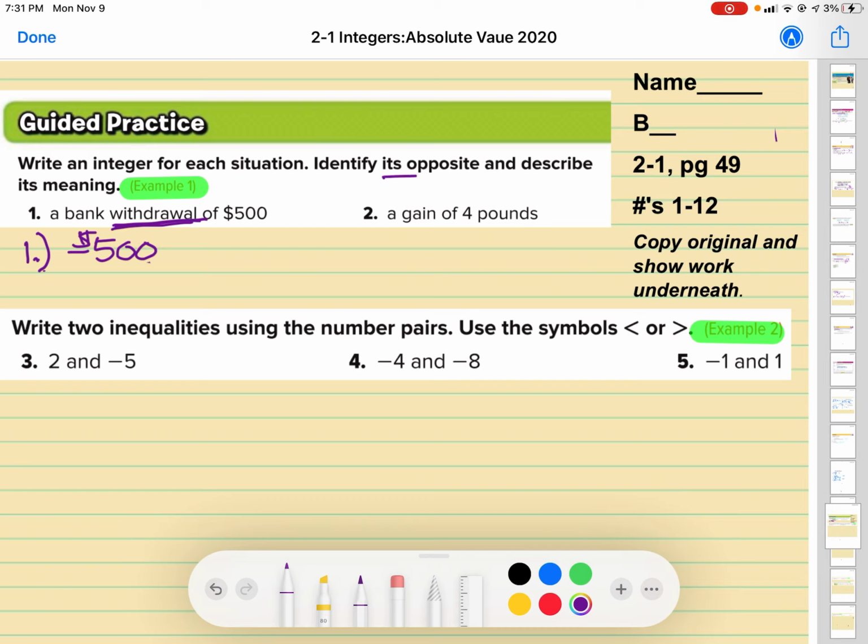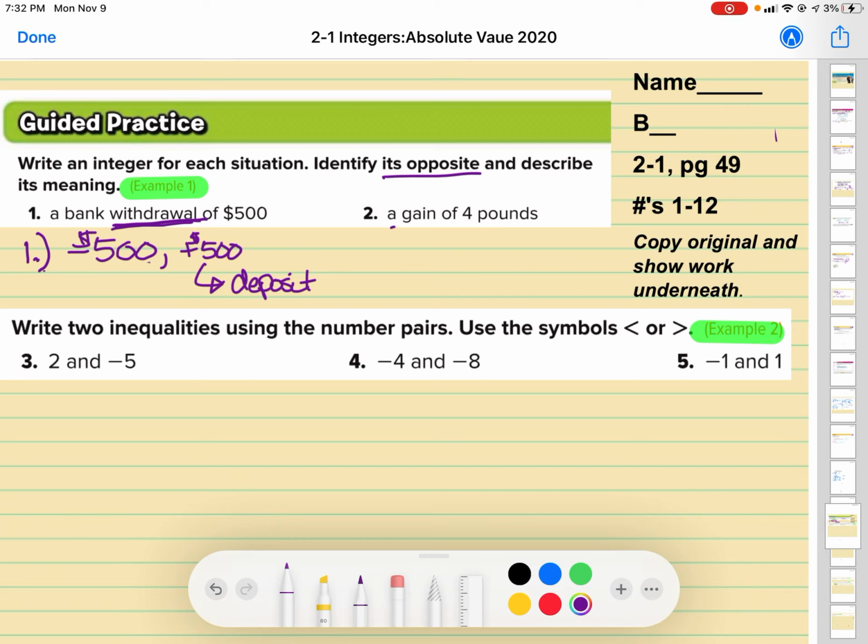Okay. The opposite of that would be $500. So now I've got a positive $500 in the bank, and a description of that meaning would be deposit. So I'm going to deposit the money into the bank. All right. Number 2.